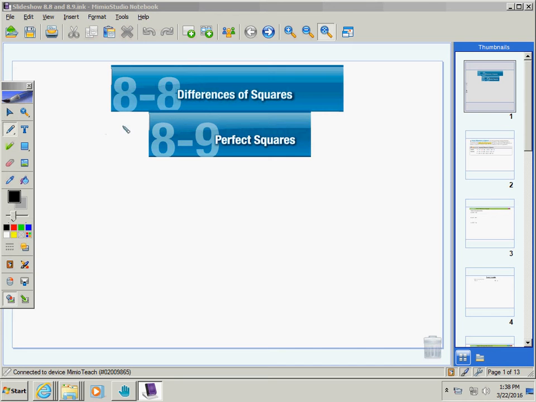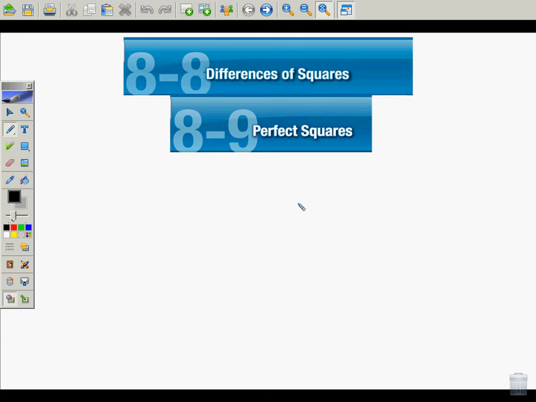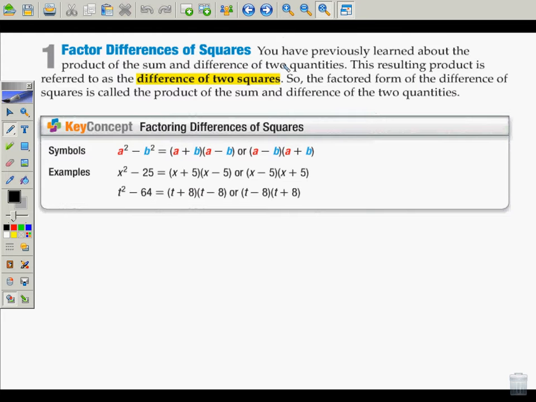Combined sections 8 and 9, we're going to be talking about the differences of squares as well as perfect squares. Most of the stuff we cover in this lesson will be similar to what we did in one of our earlier lessons in this chapter, where it's just a shortcut on how to do something. It's not so much actually doing anything different, it's just a faster way to do things. So the first thing we're going to do is factor the differences of squares.